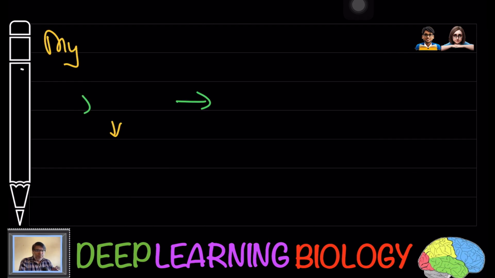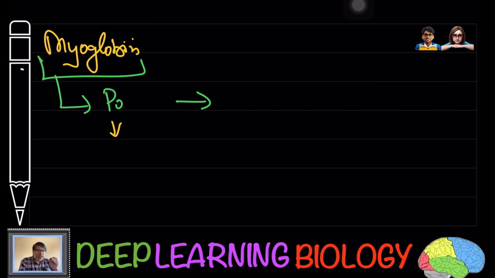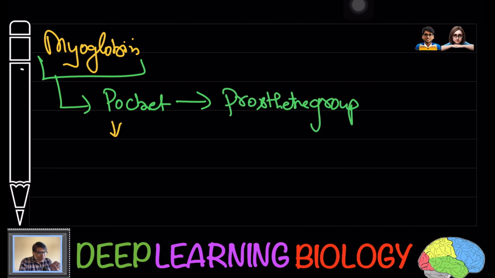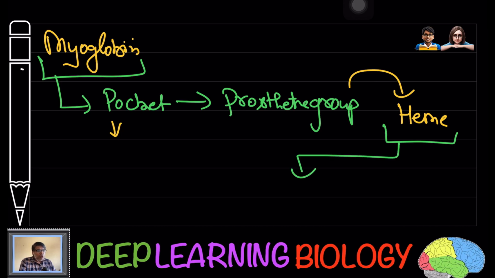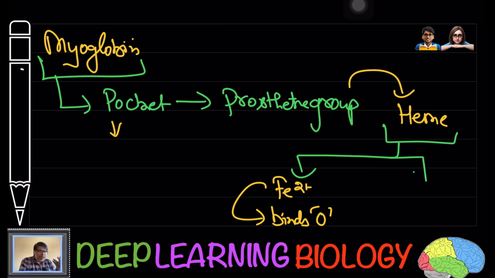Now keep in mind, in the myoglobin, if you see within the pocket of the myoglobin, you are going to have the prosthetic group, and this prosthetic group is heme. So heme, keep in mind, is present in myoglobin, it is also present within the hemoglobin. Now within the heme you can have iron. Now this iron can be present in 2 forms, ferrous or ferric. Fe2 plus is ferrous.